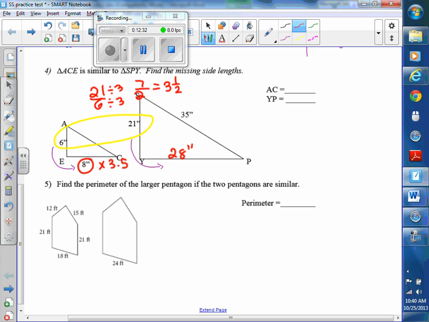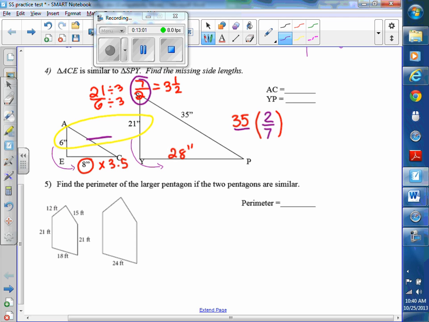So if I want to go in the reverse direction, if I want to go from 35 to the smaller number, I have to multiply by the reciprocal of that, right? It's 2/7. The smaller side, this number that goes here, is 2/7 of the larger side. You guys more comfortable with that?